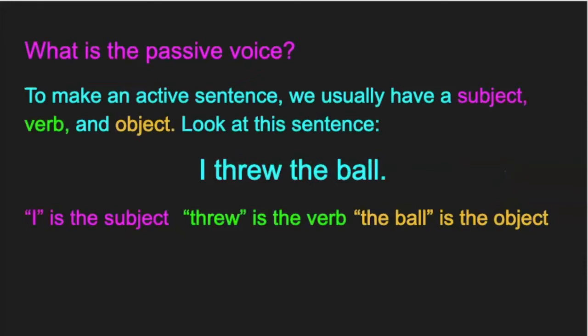First of all, we need to talk a little bit about what is the passive voice. To make an active sentence, we usually have a subject, verb, and object. Let's look at this sentence. I threw the ball. I is the subject, threw is the verb, and the ball is the object.